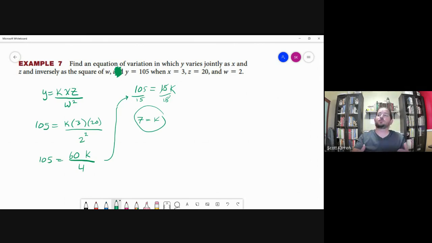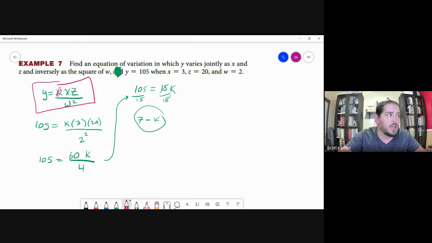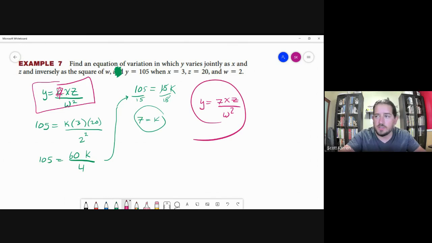Now, they don't ask you the follow-up question, find y when x equals this, y equals that. They just wanted the equation. So the equation is this that we started with, but I know k is 7, right? So my final answer is y equals 7xz over w squared. That's the equation they're looking for.